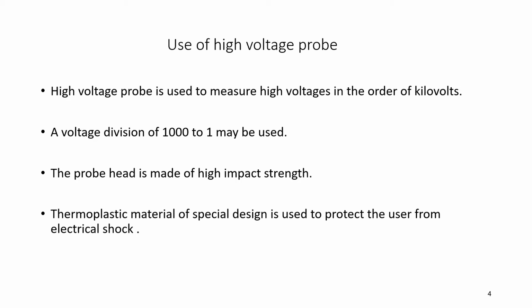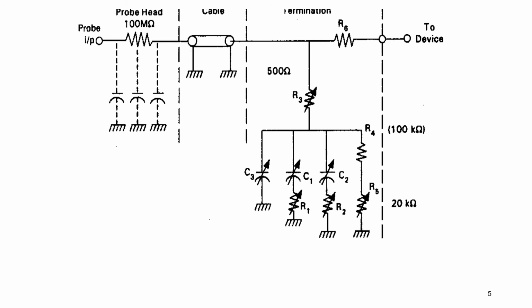In the figure shown in the next slide, the circuit diagram of a typical 1000 to 1 high voltage probe is used. The probe head consists of a high input resistance of 100 megaohms. A special cable connects the head to the termination. It consists of a 100 megaohm resistor in the probe head as shown in this figure. This is connected to the termination end through a special probe cable. Shown in the figure are the probe head, the cable, and the termination, finally to the device under test.